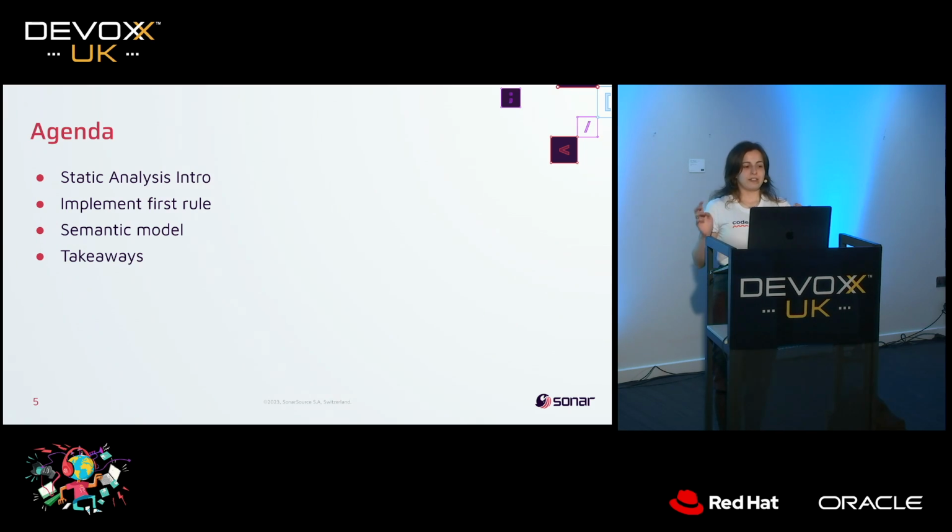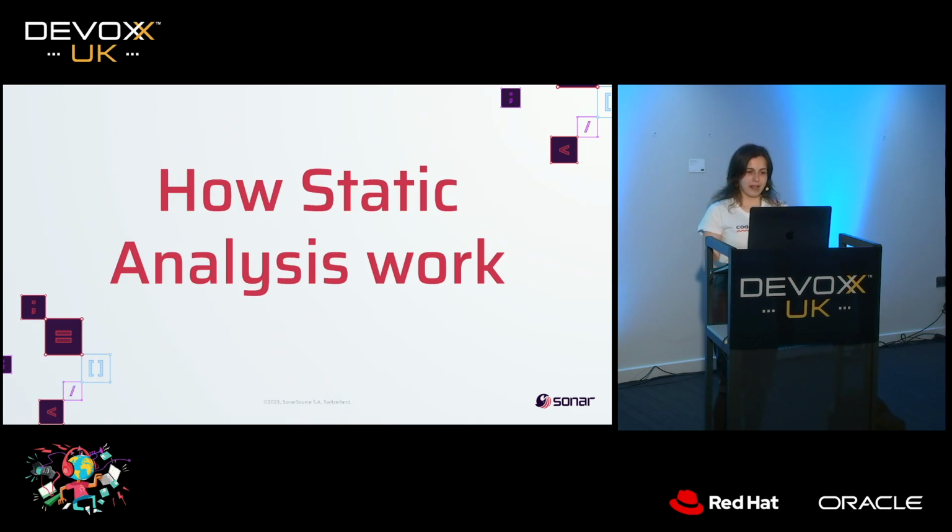So what we're going to learn today. First of all, some static analysis introduction, because I don't think that's a subject that most of you know. Then we'll implement the first rule. Then we'll spend more time on what the semantic model is, what we can do with it, and what actually changed with K2. And there will be a few takeaways. So first, how static analysis works.